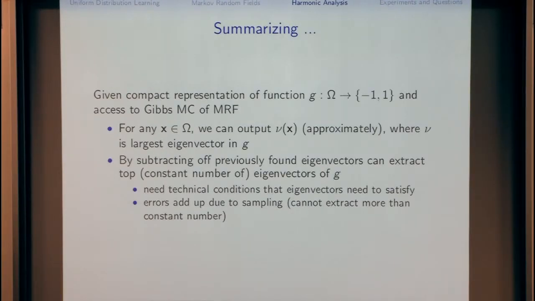So let me summarize here. Suppose I have a function g for which I have some compact representation. So I give you a black box or a circuit description of g. And I also have access to the Gibbs Markov chain, so I can run this Markov chain. Then for any x in the state space, we can approximately output the value of the largest eigenvector that appears in g. And g needs to satisfy certain technical conditions, which I won't state explicitly here, but then we can try and repeat this process. So if we do get a handle on the largest eigenvector that's present in g, we can subtract it off and then hope to find the second largest and so on.